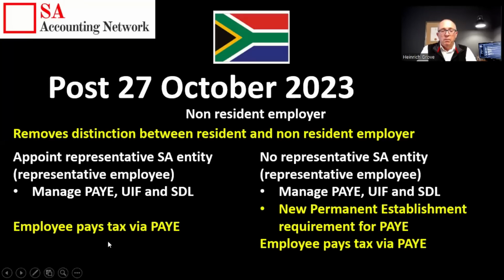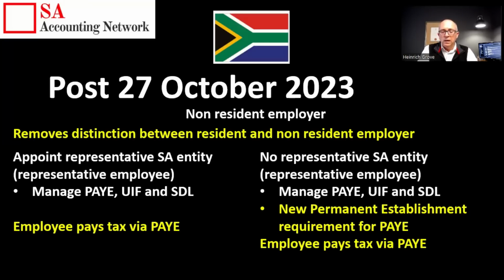But previously the employee pays the tax via pay-as-you-earn. Now, also, if you're a foreign employer and you have a South African employee, that employee also pays tax via pay-as-you-earn. So they don't have that option to do every 6 months payment. It must be done on a monthly basis. But now, they brought in a new requirement to say that the new permanent establishment requirement rules apply for pay-as-you-earn.